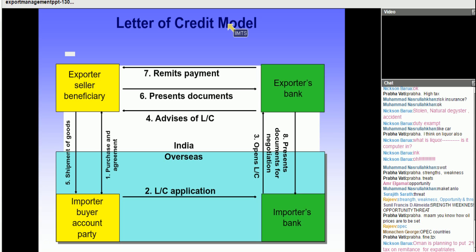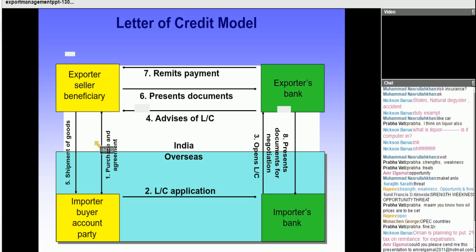As you can see, this is a very important thing. Letter of credit model: how does this operate? There are 4 parties involved. First is the exporter, seller or beneficiary. Then there is the exporter's bank, the importer's bank, and the importer, buyer, or accountee party. Okay. So the first step is the purchase agreement. That is done between the importer and the exporter. They conclude the agreement.